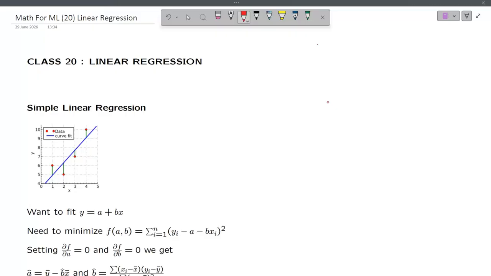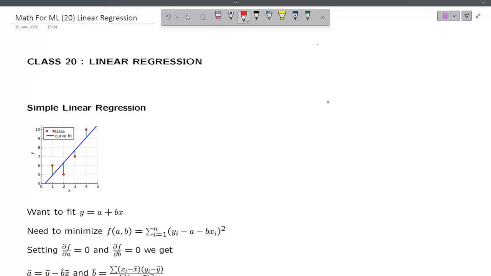Today we are going to start the machine learning models, and linear regression is the first of them. It's a supervised learning model, it has a target variable in the problem. To start with, we have two variates, x and y, and we have a scatter plot of it.